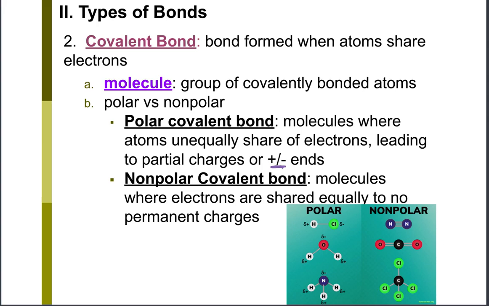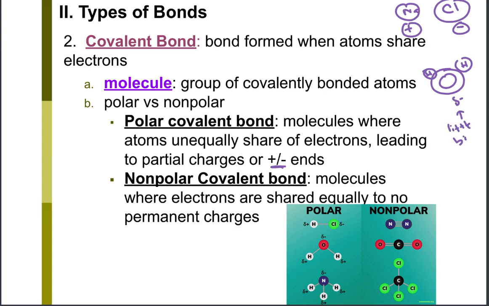Okay? So imagine in my ionic bond with sodium and chlorine, this one's fully negative and this one's fully positive. But in water, where they're sharing, and we have oxygen here and hydrogen on each end, and there's an unequal share, this one is slightly negative, a little bit negative. That's the sign for a little bit. And this one is slightly positive, and this one is slightly positive.